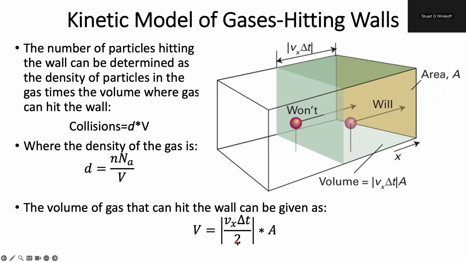Then we have to say, wait a minute, we're only going to be looking at half the particles, because half of them will be going to the wall and half will be going away. And we only want the ones that are going to the wall. Now that gives me more or less the length of the box, but we also need to account for the area of the size of the box. So again, that will also show up here.